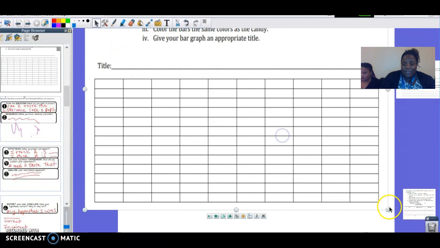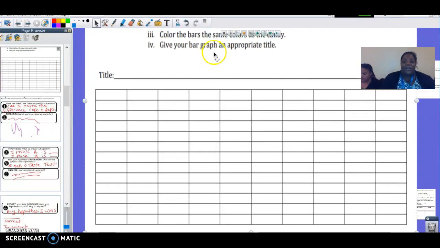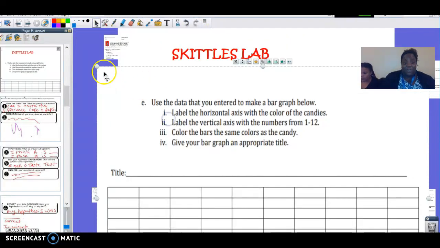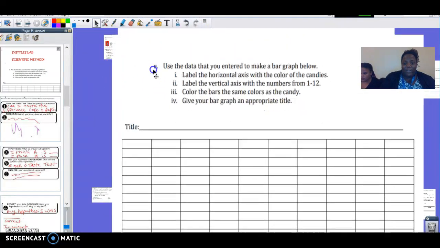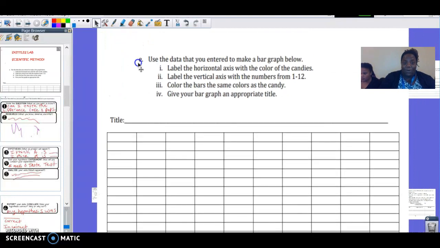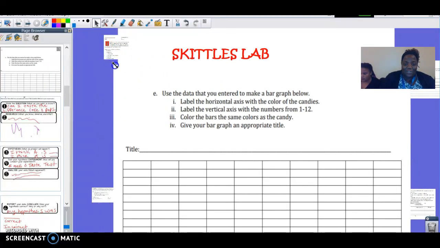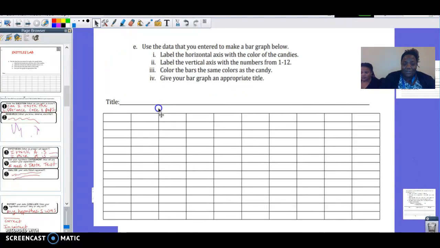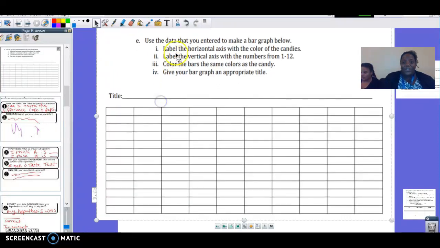Oh, it might be too big. We'll keep it like this. Here we go. All right, so we're going to name our graph. And actually, I should make it smaller so you can just follow directions that are already on there. We're going to follow directions. That's right. My husband will be proud. Following directions. Okay. Use the data that you entered to make a bar graph below.